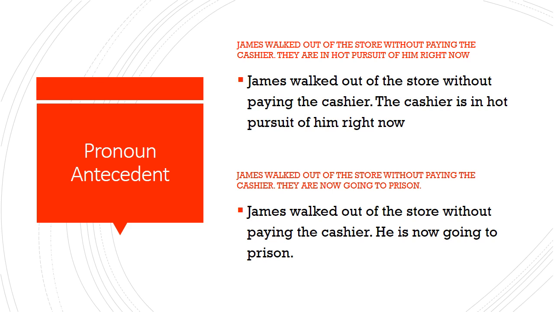The second one can be a little more complicated again. James walked out of the store without paying the cashier. He is now going to prison is one way that you can change that context. He is referring to James very clearly. The cashier can stand on his own or her own.